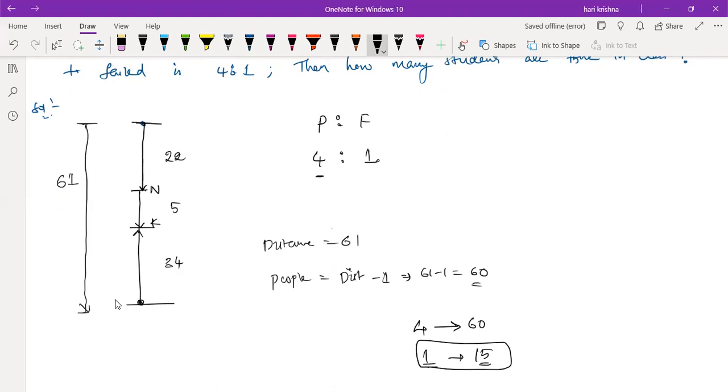So if you take the total students, how many are the total students? 5 units. 60 plus 15 is 75. Total units are 5. Total students are equal to 5 units, and each unit is equal to 15. That means a total of 75 students will be there in the class.